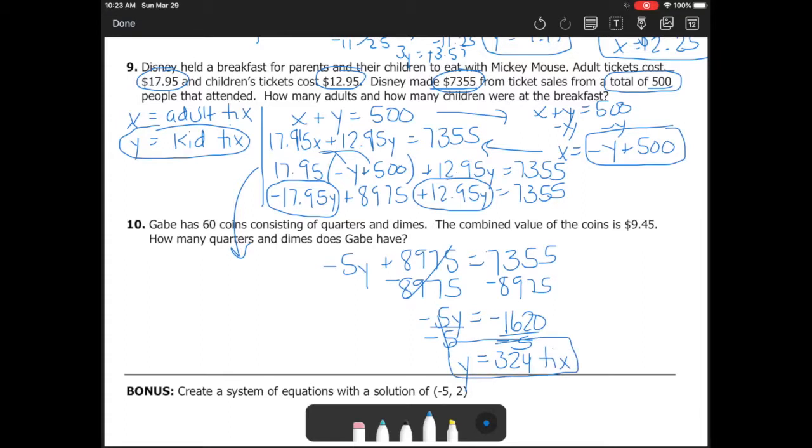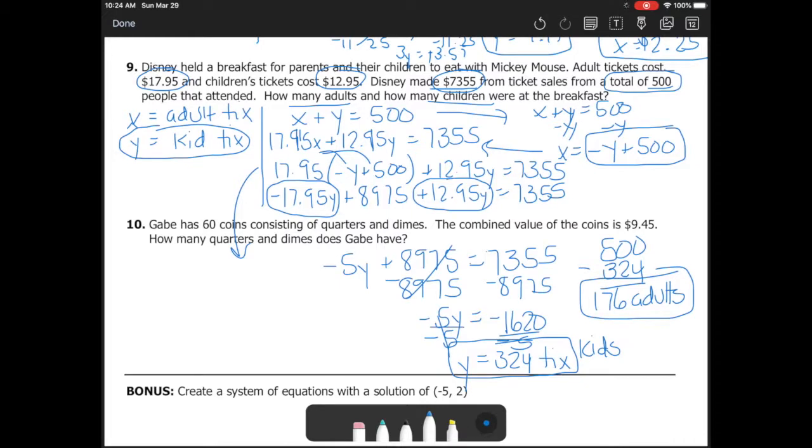Okay. Now, it says how many adults and how many children were at the breakfast. So we know that there were 324 kids at the breakfast. Now I can go substitute, but let's think for a second. Logically, I know there were 500 people at the whole breakfast. So if I just subtract 324, I'll get the number of adults, right? 176. There we go.